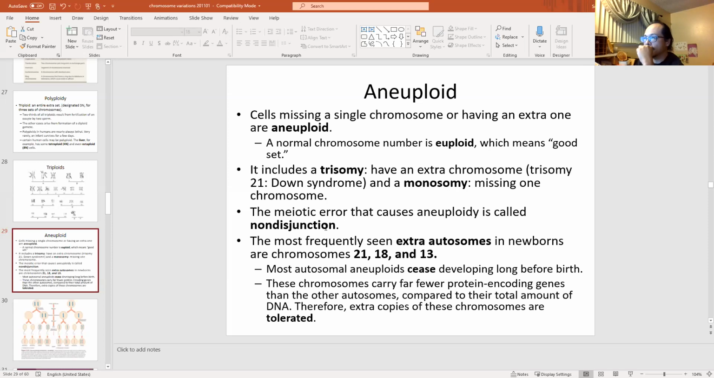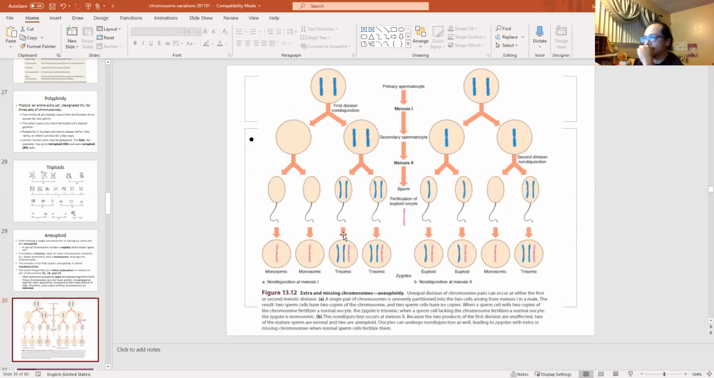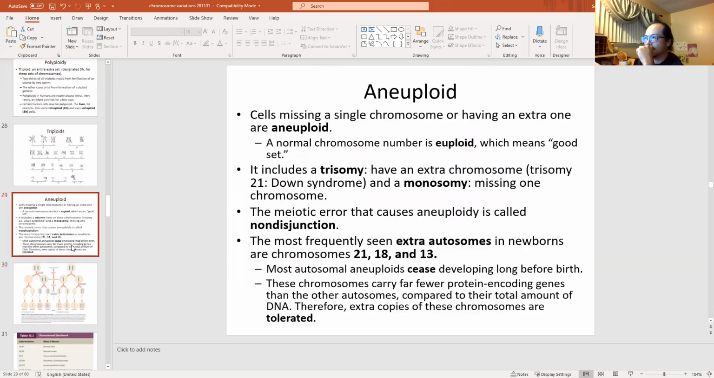And the cause of this one is non-disjunction. As I mentioned before, the split does not go well. This is supposed to be disjoint, separated, but it's non-disjoint. So that's the cause of this aneuploidy.